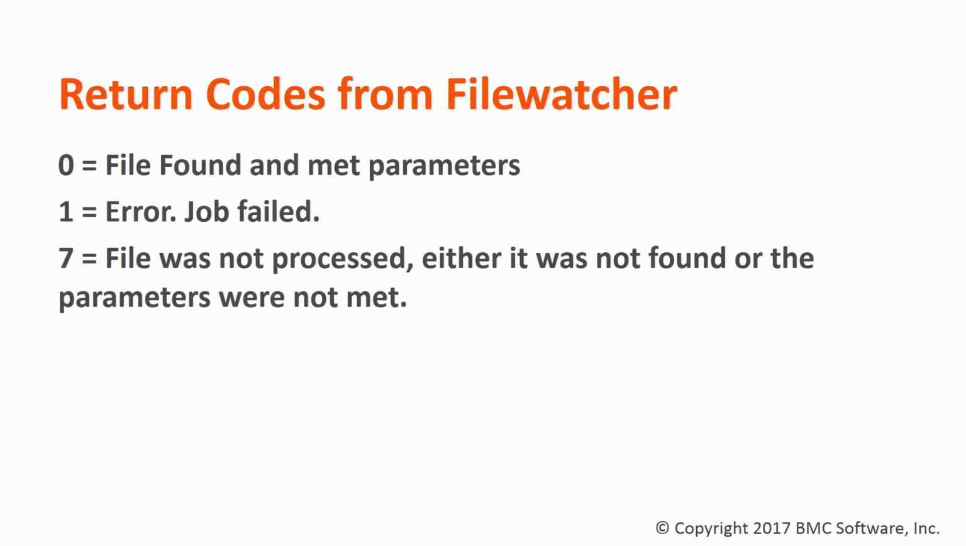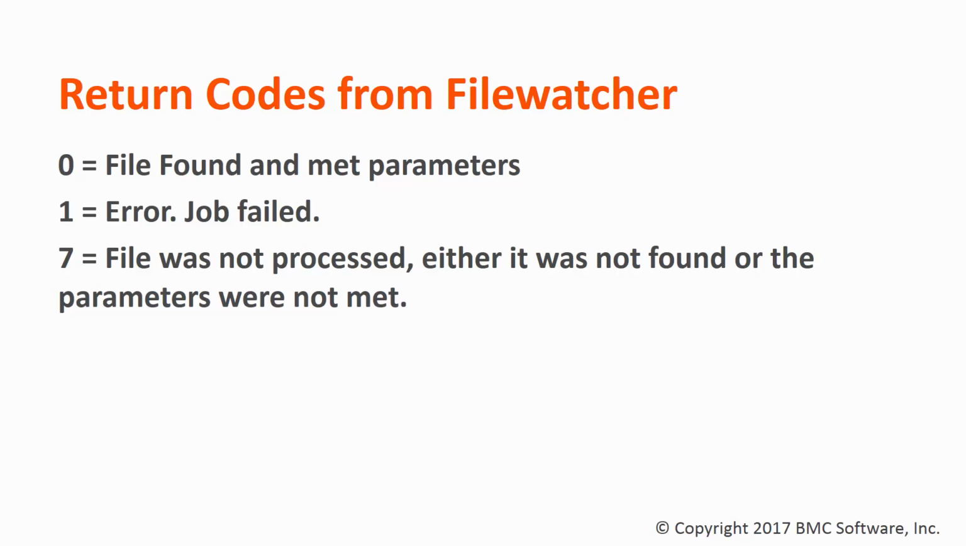So the return codes that can be returned from the Filewatcher process are 0, 1, and 7. 0 means the file was found and met the parameters. 1 means there was an error. The job failed. For whatever reason, it wasn't able to submit or it wasn't able to connect to the FTP server. And number 7, file was not processed. Either it was not found or the parameters were not met. The job ran, but it wasn't able to do the Filewatcher process.